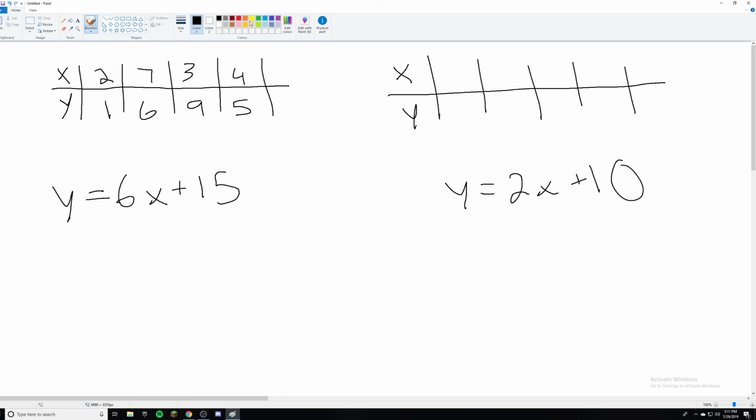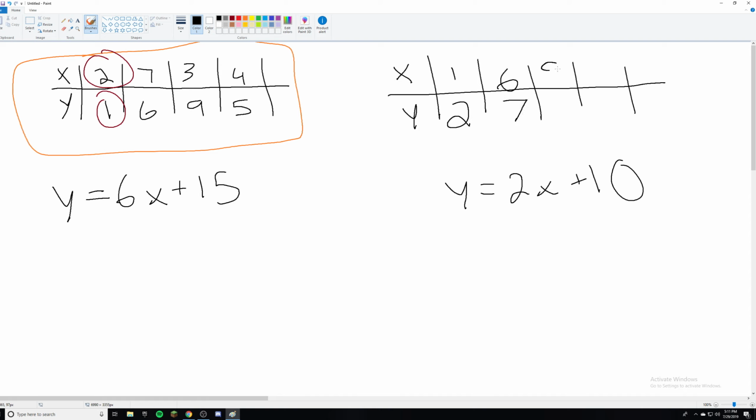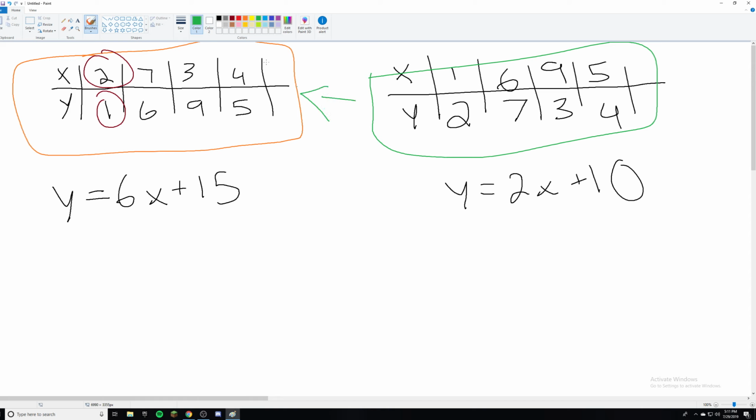So we have a sample table right here of these random points that I just chose. In order to find the inverse points, you just switch the x and the y. So all you do is, instead of 2, it's 1, 2, then 6, 7, 9, 3, 5, 4. So this is the inverse of this.